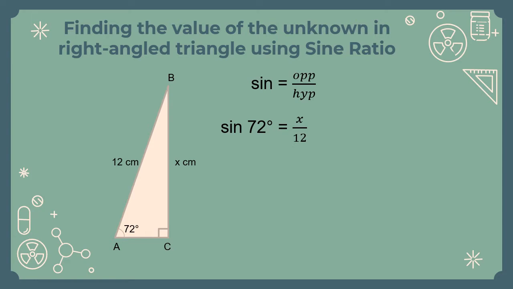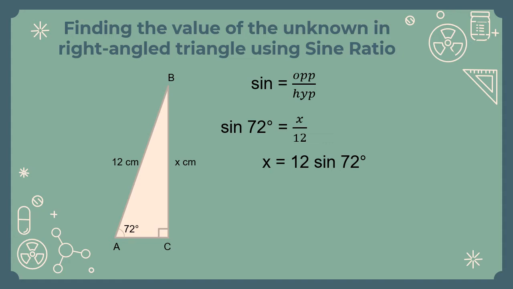The given are the hypotenuse and the opposite side. Okay? The formula for sine is opposite over hypotenuse. Then we have sine 72 degrees, since the value of angle A is equal to 72. So sine of 72 degrees is equal to x over 12, since the opposite side is x and the hypotenuse is 12. Then cross multiply. So x now is equal to 12 sine 72 degrees.